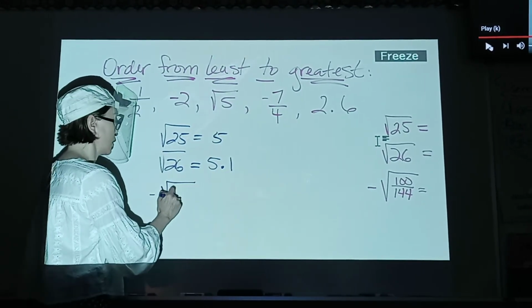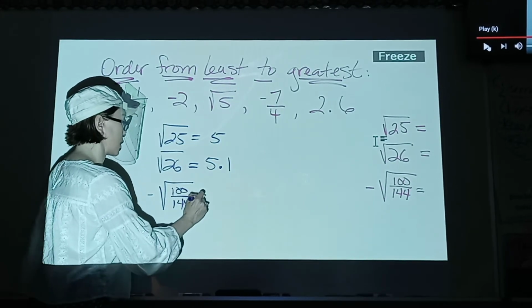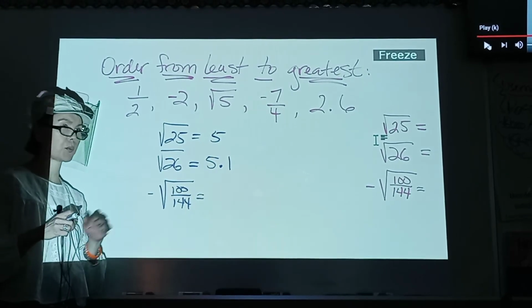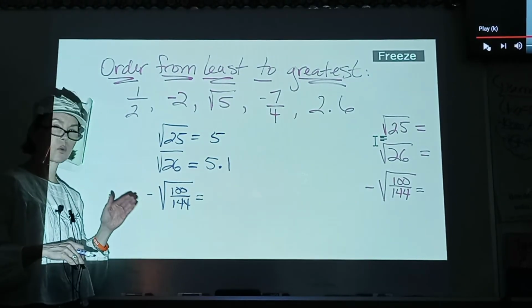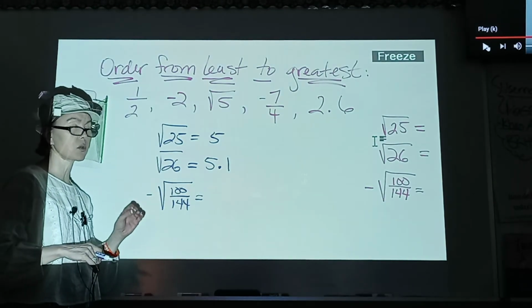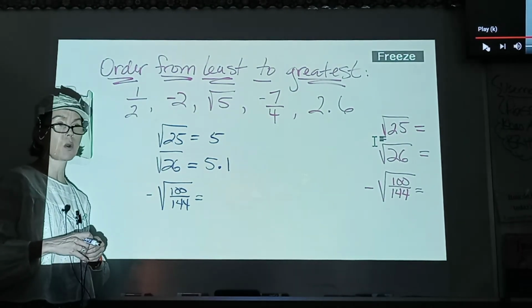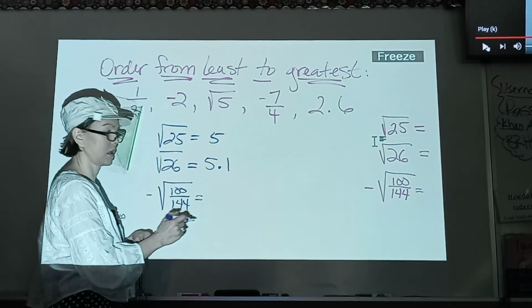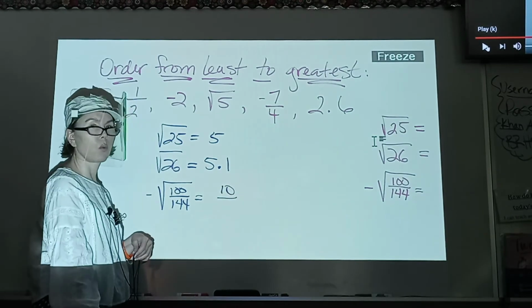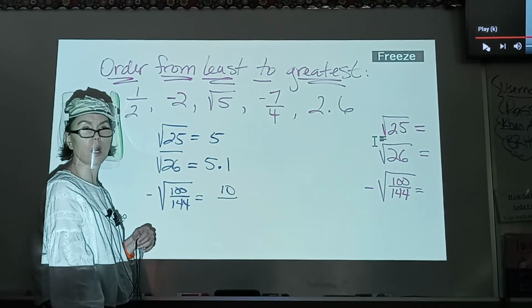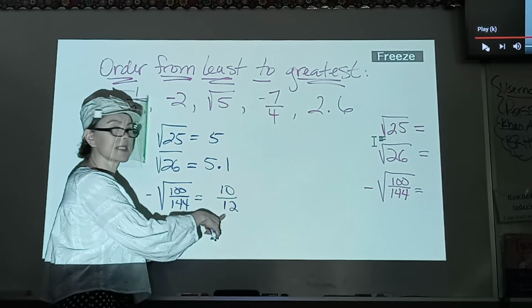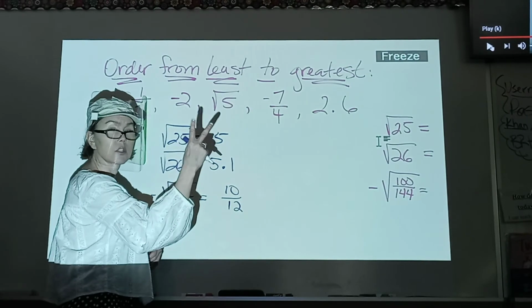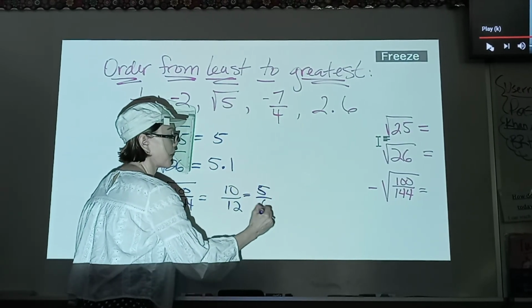All right, now let's try this one. Negative radical 100 over 144. Oh boy, it's a fraction. Well, guess what? Super easy. You have to take the square root of the numerator and the square root of the denominator separately. So what is the square root of 100? What times what gives you 100? 10. Okay? What times what gives you 144? 12. Is this as simplified as we can get? No, because they're both divisible by what? 2. So our final answer is 5/6.